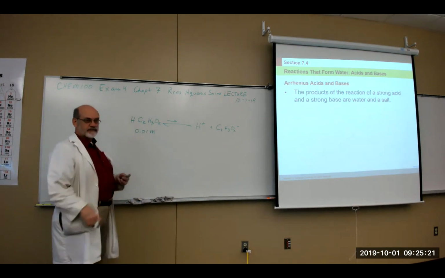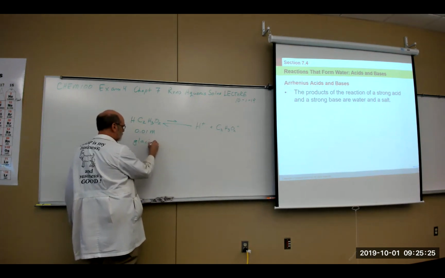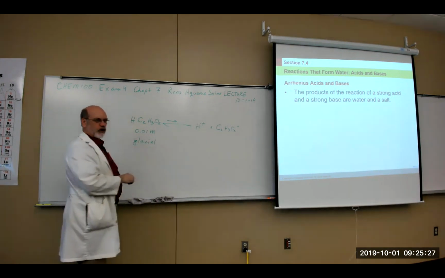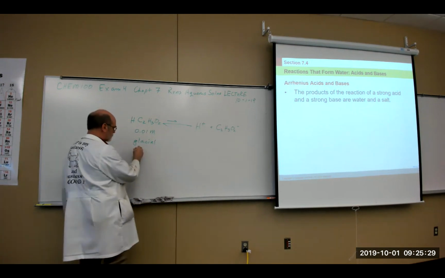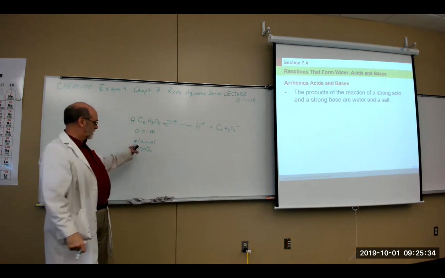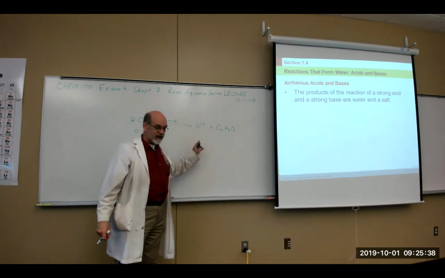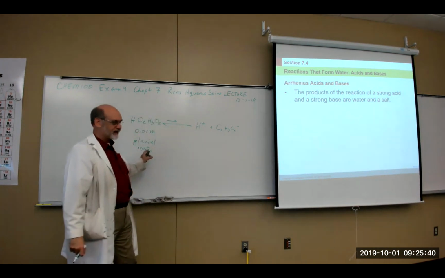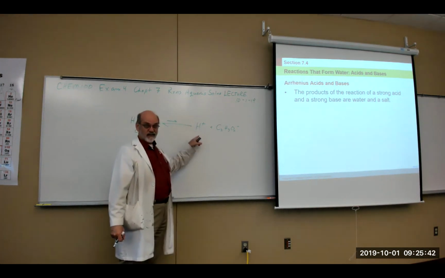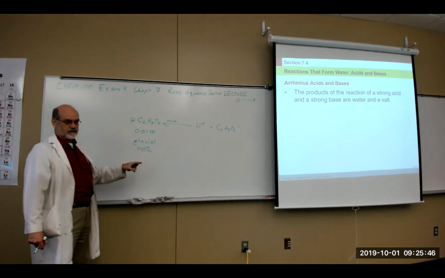But if you have glacial acetic acid, which is the commercial term for 100% acetic acid, that still only partially dissociates. It's still a weak acid. But at 100%, it produces a lot of those. You stick your hand in glacial acetic acid and it will eat it off.